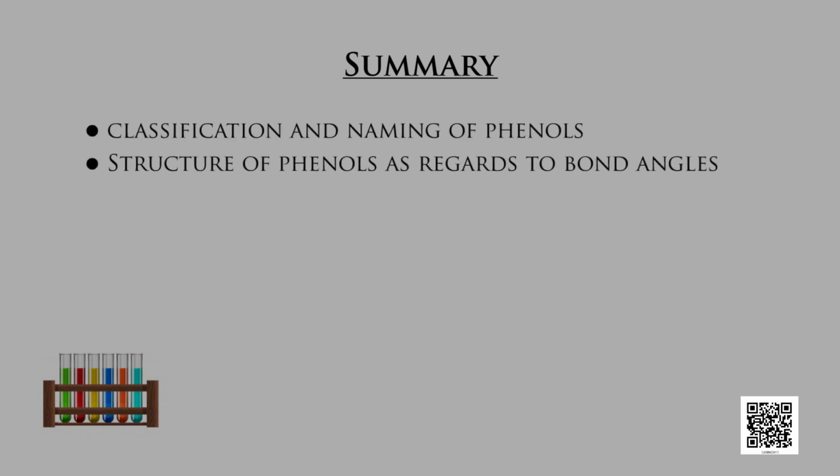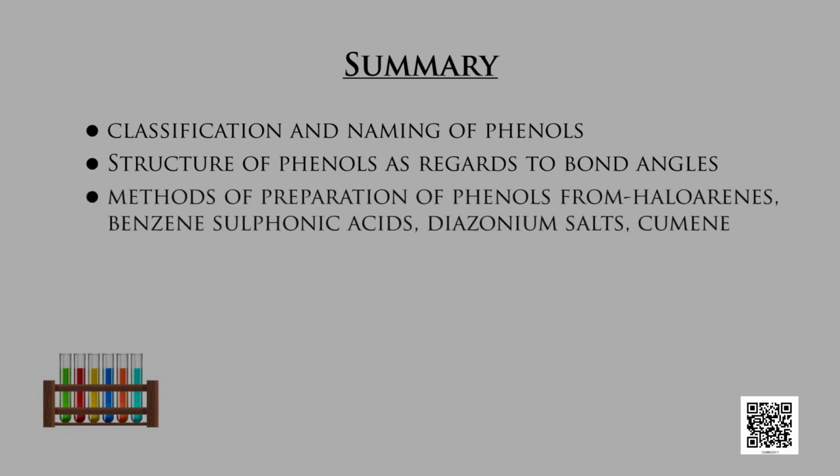So, my dear learners, to summarize today's discussion, we began with understanding the structure, classification followed by naming of phenols. We also learned methods of preparation of phenols from haloarenes, benzene sulfonic acids, diazonium salts and cumene. We learnt about the physical properties of phenols as to their boiling points and solubility in water.